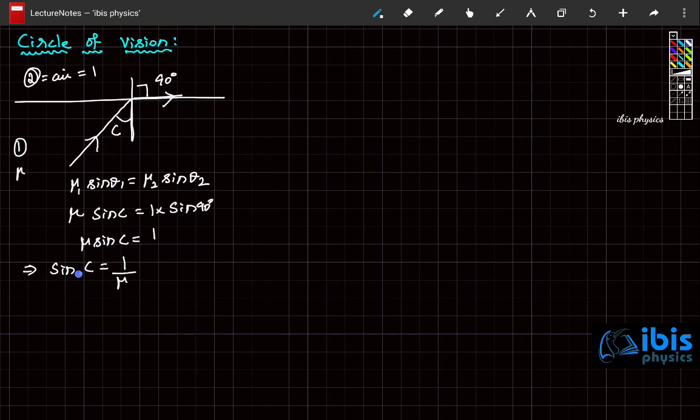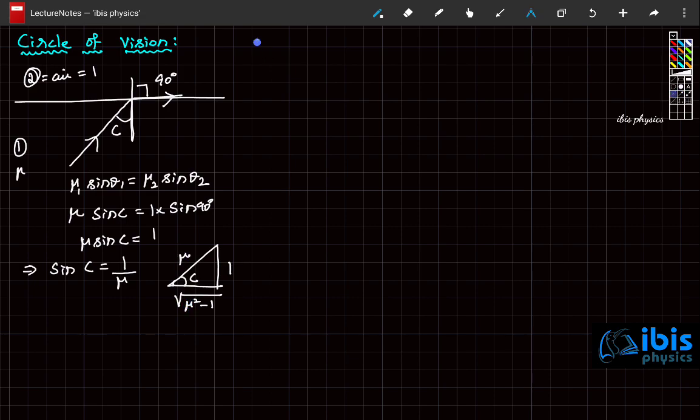We know sine theta is opposite side by hypotenuse. Let us assume a right triangle with the angle C. Sin C is opposite side by hypotenuse. Opposite side is 1, hypotenuse is mu. Then the adjacent side will be the square root of mu square minus 1. So if you assume a right triangle with one of the angles C, the sides are in the ratio 1, mu and root over mu square minus 1.